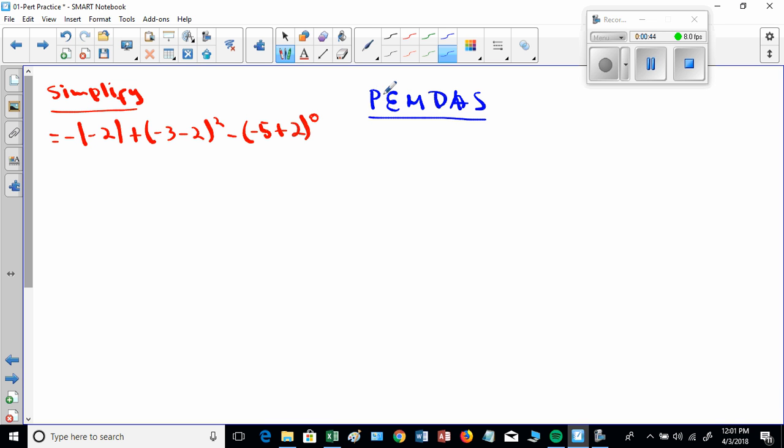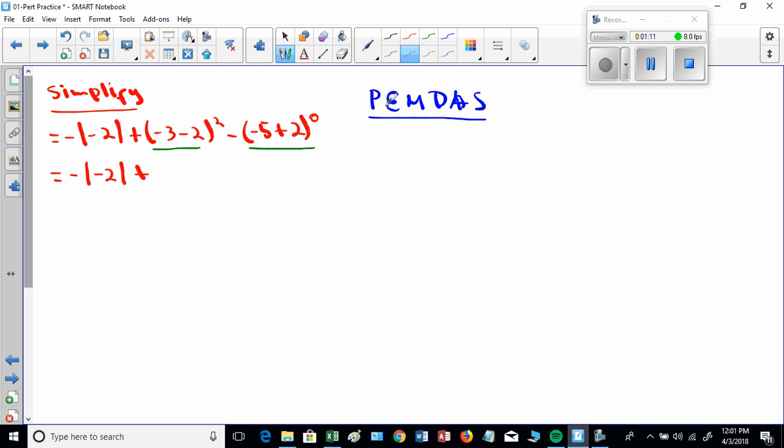So PEMDAS, parentheses. That means that we need to work with this and this first. And we're going to talk about this a little bit later. We're going to step aside later on and then talk about absolute value. So we're not going to do anything with it so far. We're going to keep the negative in front of the absolute value of the number -2, plus, like we said, we're going to do the parentheses.